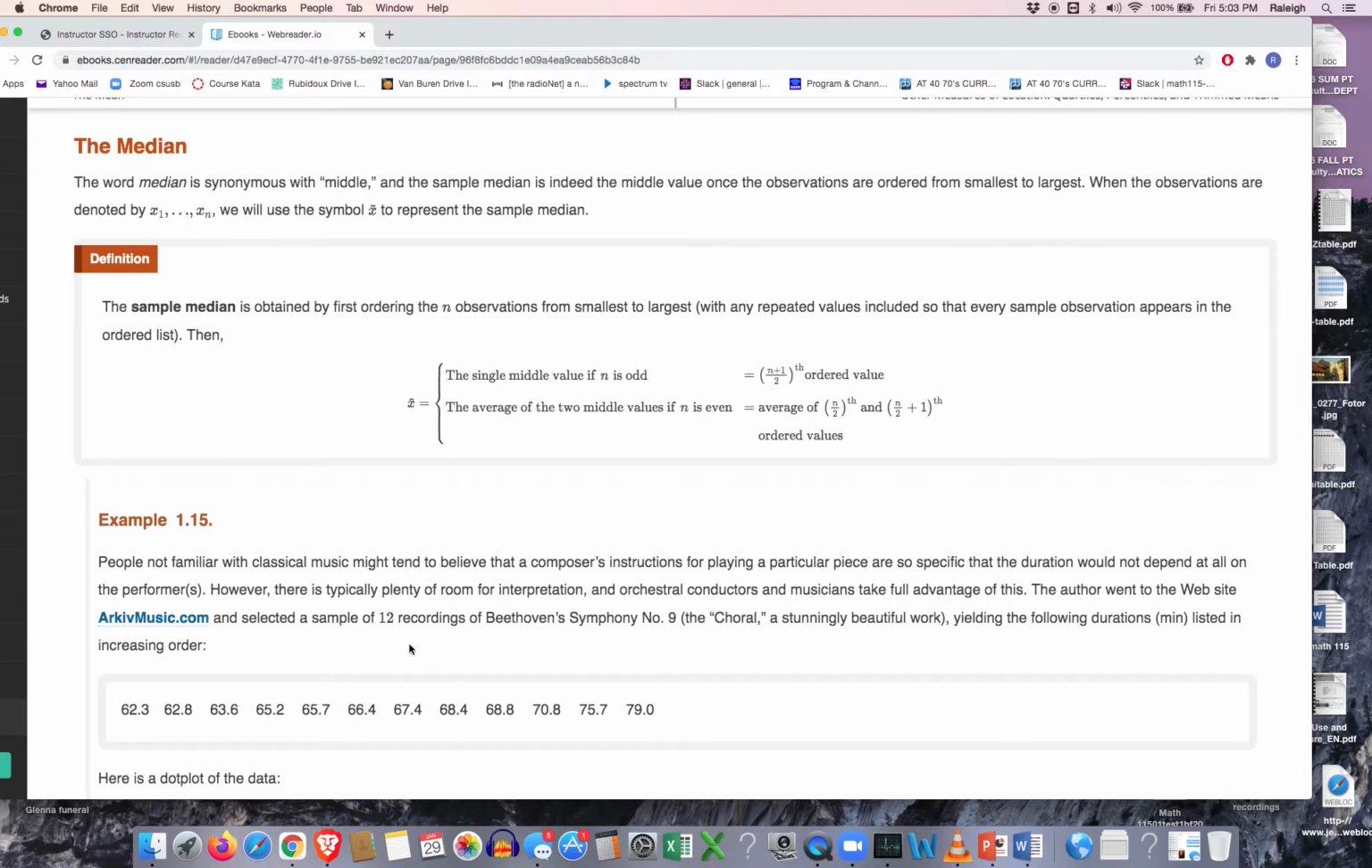Or if you know what the number is, and playing some classical music in the background here. Here we're talking about Beethoven. Right now I happen to be listening to Mozart.